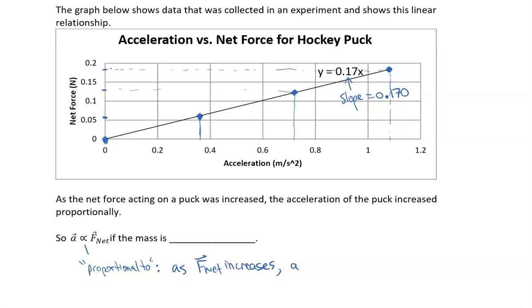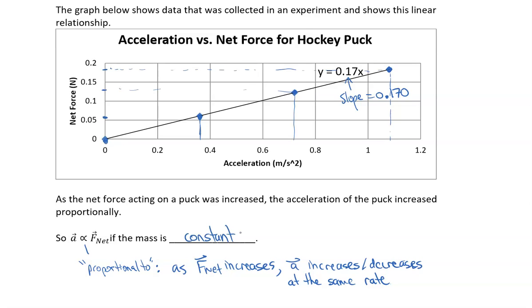But another way to think of this word proportional to is that as the net force increases, the acceleration increases or decreases. That would also mean proportional to. Could decrease as well, but in this case it's going to increase at the same rate, causing this slope to be formed that's a constant slope. So in this case, acceleration is proportional to F net, and there's one thing we kept constant. That was the mass. The mass never changed of this puck.